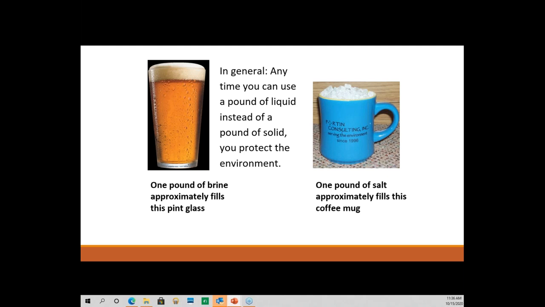Generally, anytime you can use a pound of liquid instead of a pound of solid, you're protecting the environment because you're going to have less chemical there. So you take a look at, you know, one pound of brine approximately fills a pint glass. One pound of salt approximately fills this coffee mug. But by the same token, that coffee mug is going to have a higher concentration than what you have in that pint glass.